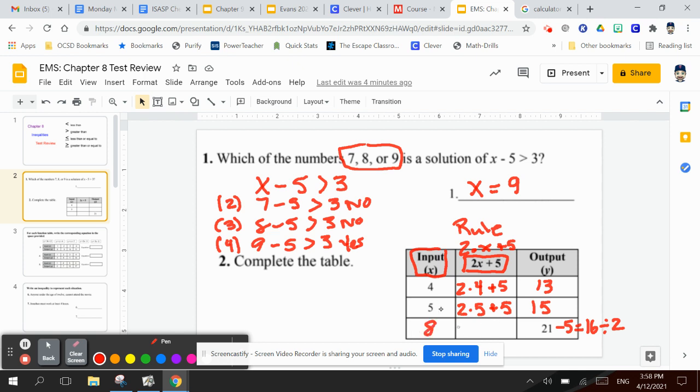So I double check. I take 2 times 8 plus 5. 2 times 8 is 16, plus 5 is 21. That's my rule.